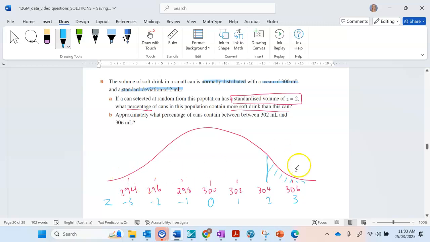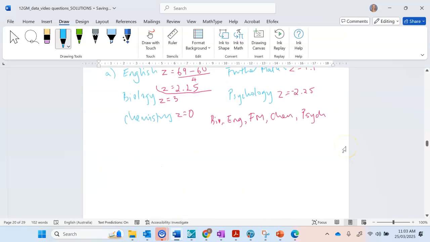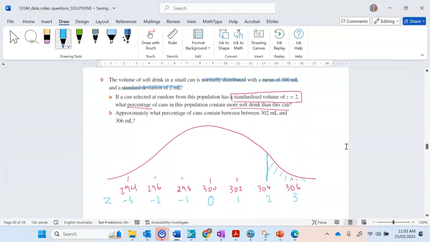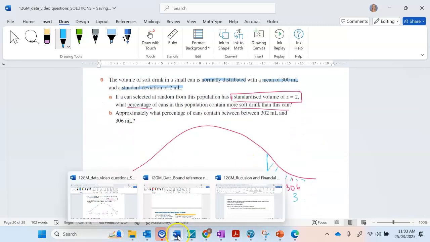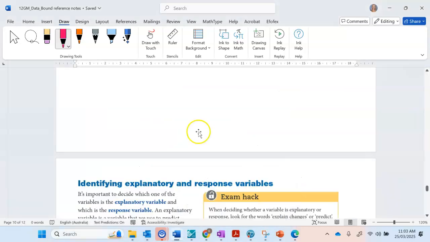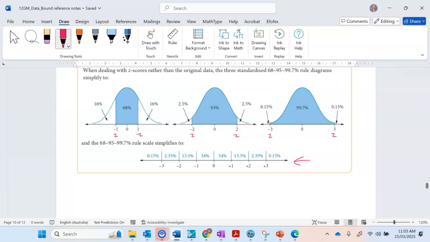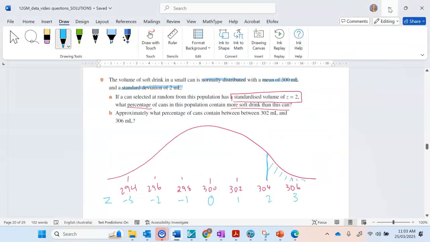So we can go back to our notes until we're extremely confident with our percentages. All right, so here is 2 standard deviations above. So we're just going to add these up together. We can also see getting 2.5 from there. So we can add 2.35 and 0.15, or we can just write 2.5%.